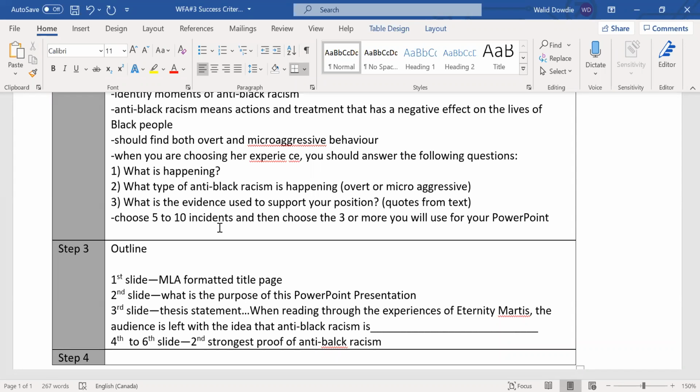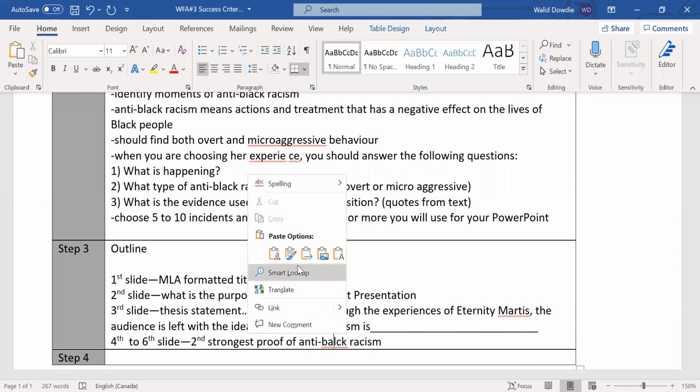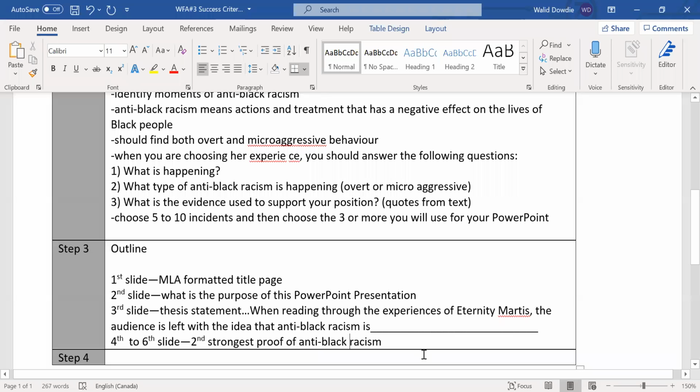because in these you're going to use state and explain. You're going to make a statement identifying the type of anti-Black racism. You're going to provide a quote from the book and explain why the quote establishes the anti-Black racism that you stated, right? And that's going to be the structure for each of your body paragraphs or reasons, right?